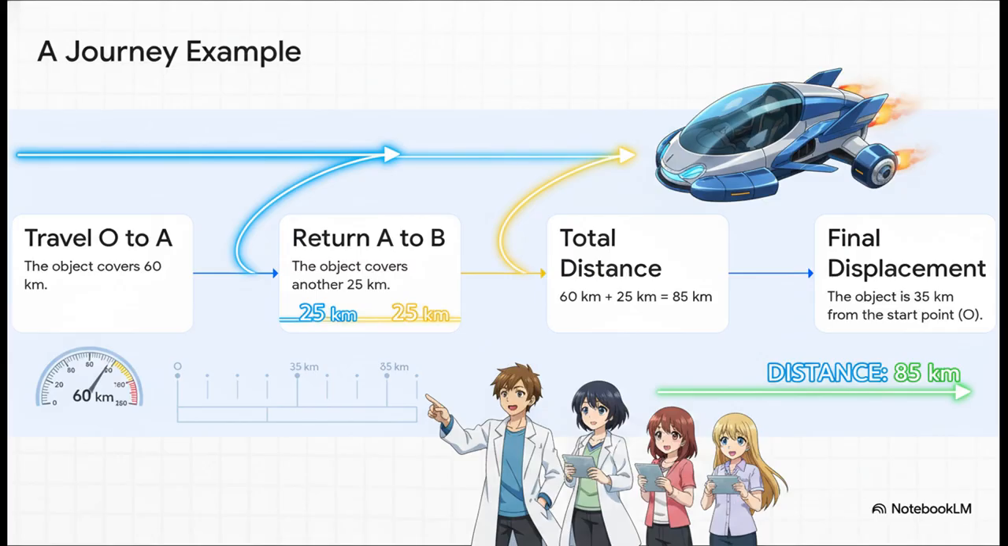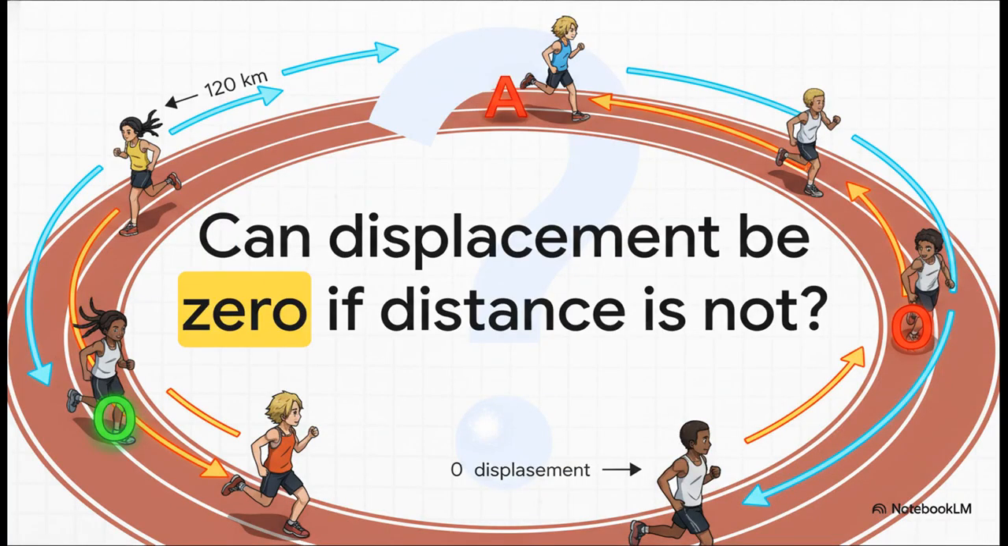See the difference? So, here's a fun question. Could you travel a really, really long way and still have a displacement of 0? And the answer is absolutely. Think about running a full lap around a racetrack. You might have run 400 meters, but because you end up right back where you started, your final displacement is 0. You haven't actually been displaced from your starting position at all.